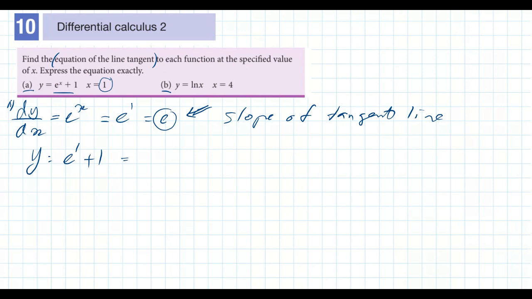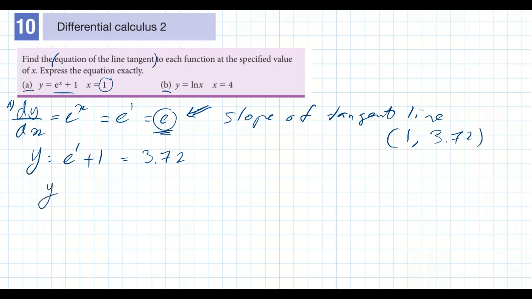e plus 1 becomes 3.72, approximately, to three significant figures. Then the point was (1, 3.72). This is the point, and the gradient should be e, which is equivalent to 2.72. Then this is the tangent line, or the equation of the tangent line.